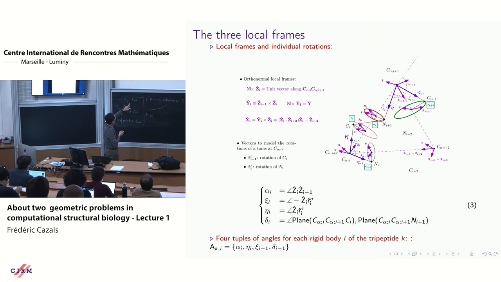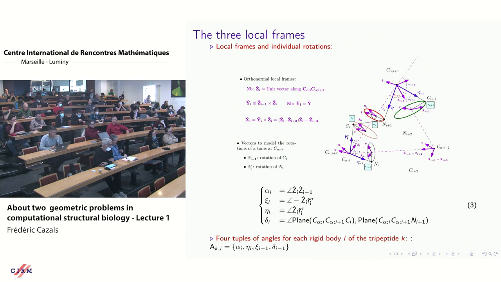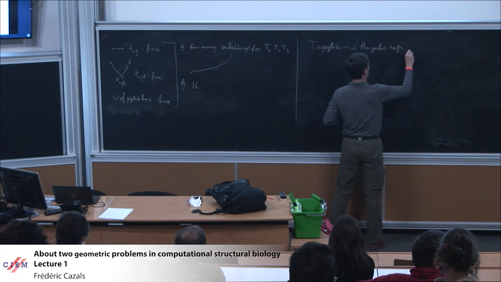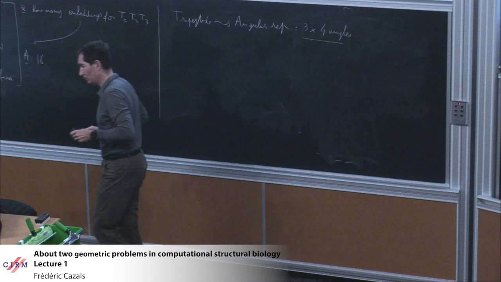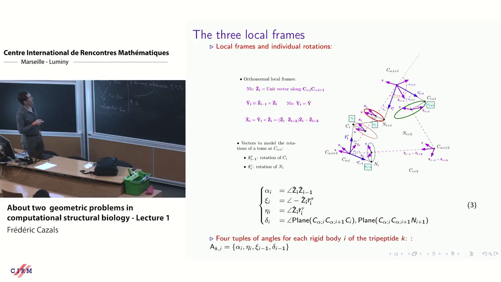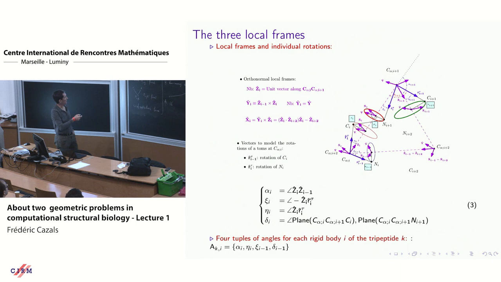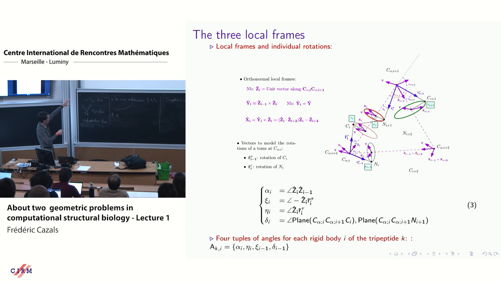And so in fact, using this local coordinate system, we can define for each I, namely each C alpha carbon, four angles. And so this is going to be very important. In fact, we'll be using a lot this mapping from a tripeptide to its so-called angular representation, angular rep, which is in fact 3 times four angles, 12. Okay. So the angular representation. So this will play an important role later today or tomorrow. Okay. And so here, this is my notation for each rigid body, right? The red, the blue, the red and the green with four angles, whence 12 angles in total.